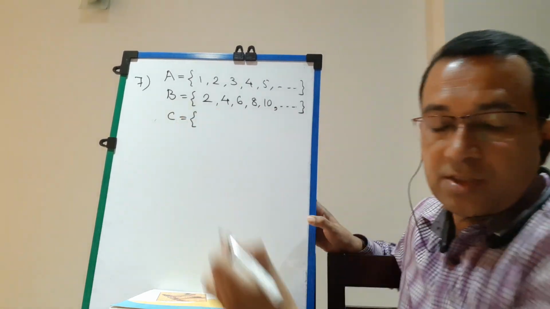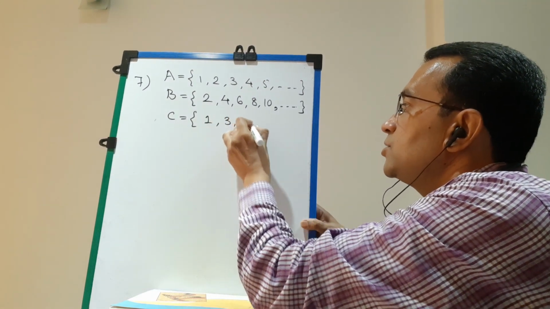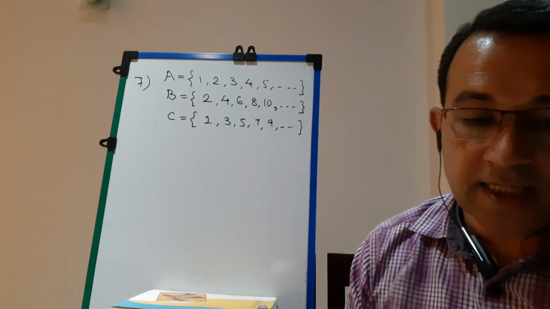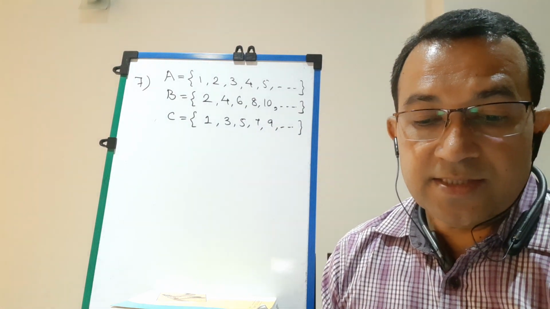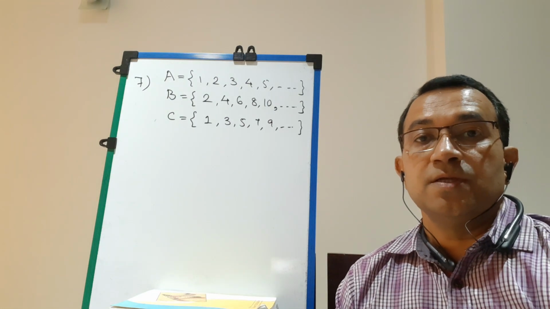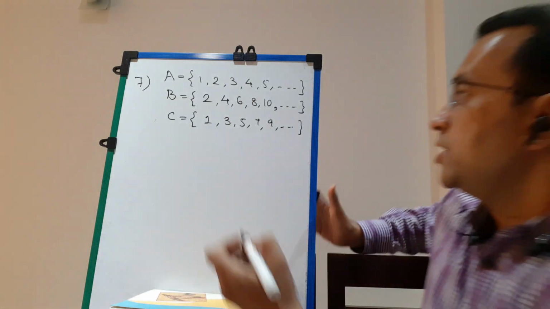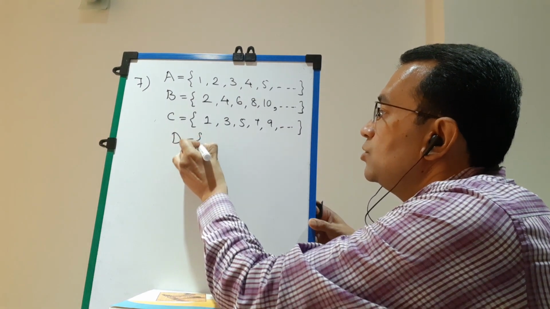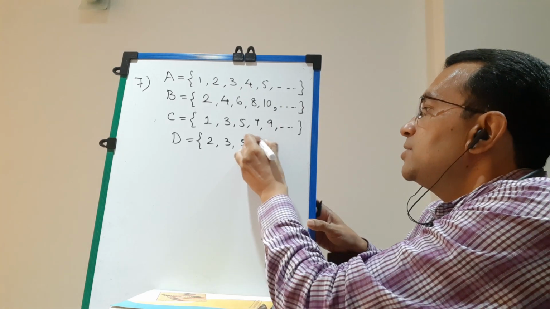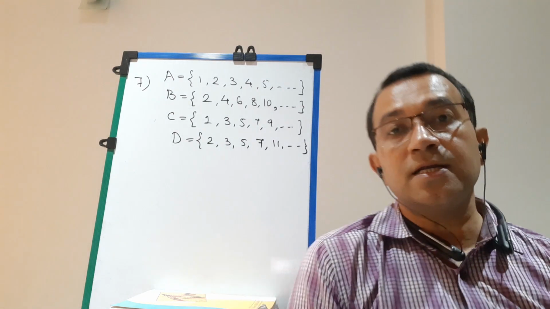Then C is equal to {x such that x is an odd natural number}. So 1, 3, 5, 7, 9, 11, 13 and onwards. And D is {x such that x is a prime number}, and of course it is a natural number. The first prime number in terms of natural number is 2. So D is equal to 2, then 3, then 5, then 7, then 11, then 13, then 17 and onwards.